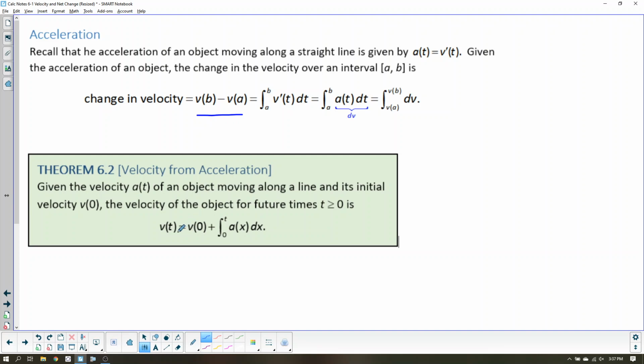Then, using the same reasoning as we did before, you could write down a future value formula for velocity. So this is the exact same thing we had for position, not different at all, just change the variables. The exact same thing. Okay, so let's look at an example with this.